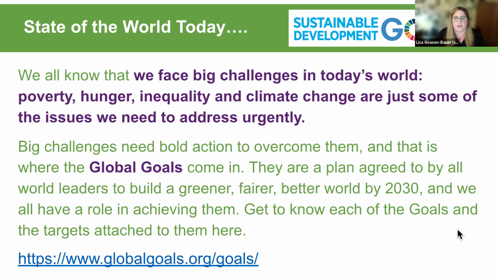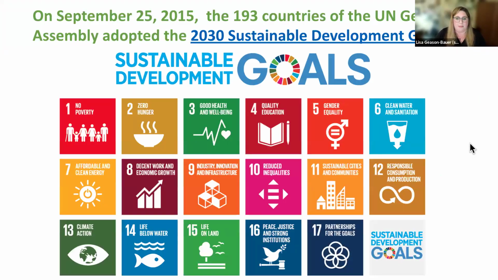So this all fits into what's called the 2030 Agenda. Back in September of 2015, 193 countries of the United Nations General Assembly adopted the 2030 Sustainable Development Goals. And as you can see here, these are what are called the SDGs. For example, you can see no poverty, life on land, partnerships. These are all examples of high-level goals that have been created and approved by the vast majority of countries in the world, who have agreed to work towards meeting this 2030 agenda.